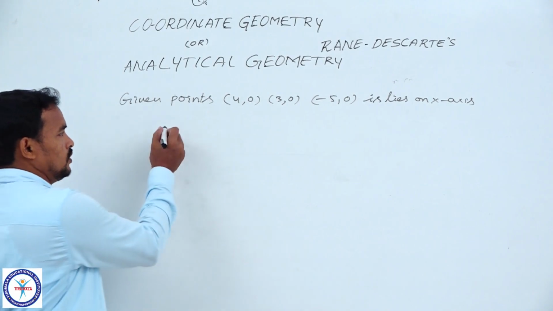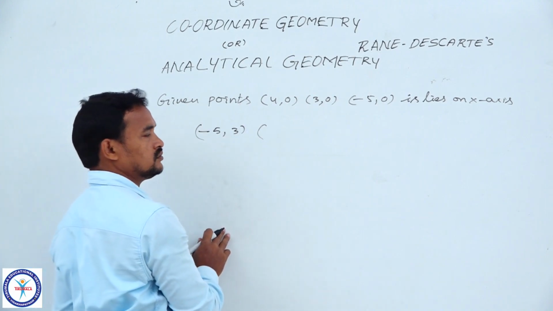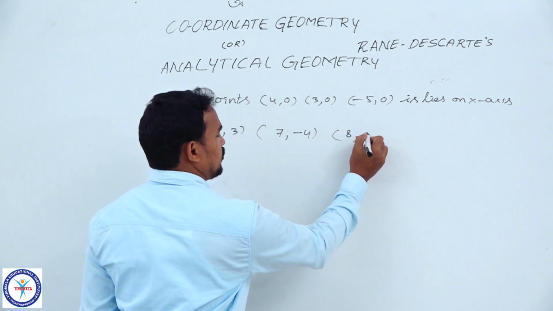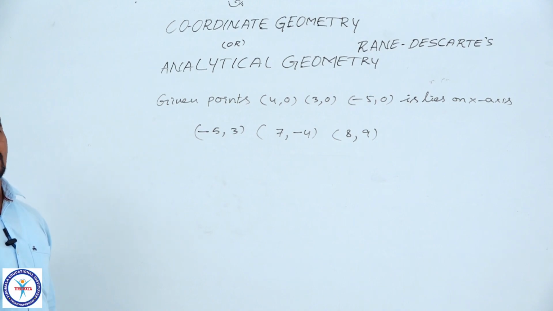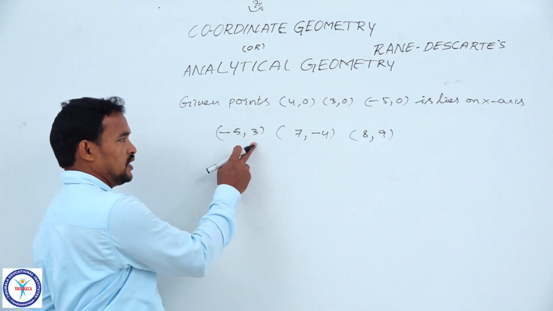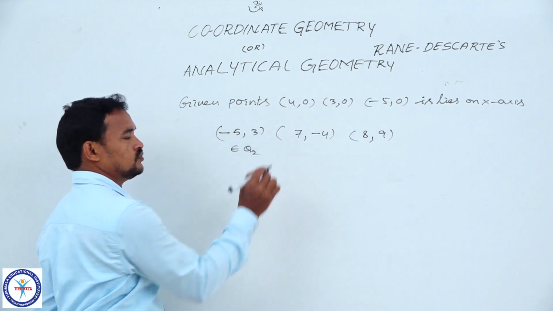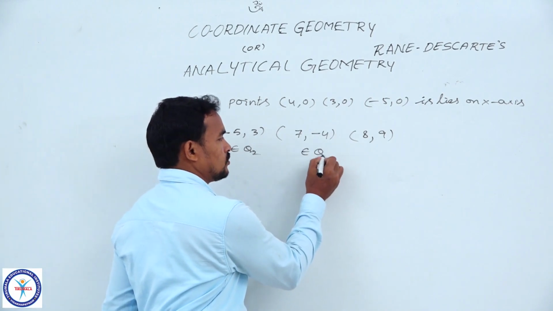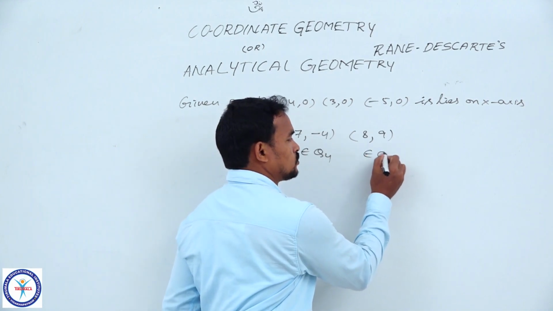Similarly one more: minus 5 comma 3, 7 comma minus 4, 8 comma 9. Here minus 5 comma 3 is in which quadrant? Here x is negative, y is positive, so it belongs to Q2. Here x is positive, y is negative, so it belongs to Q4. Here x is positive, y is positive, so it belongs to Q1.